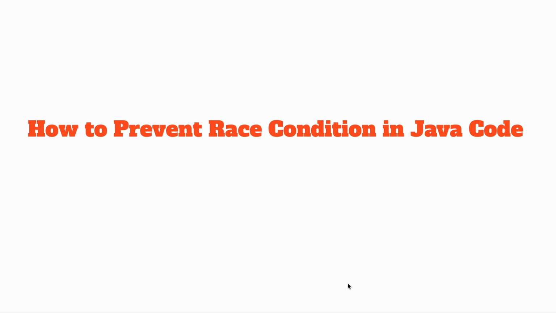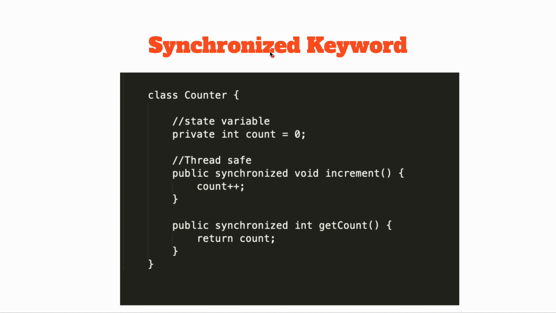How to prevent race condition? There are multiple ways. The simplest way is to use the synchronized keyword. When we use the synchronized keyword, it makes sure only one thread enters this increment block and executes this statement count plus plus, right? This is called synchronization.